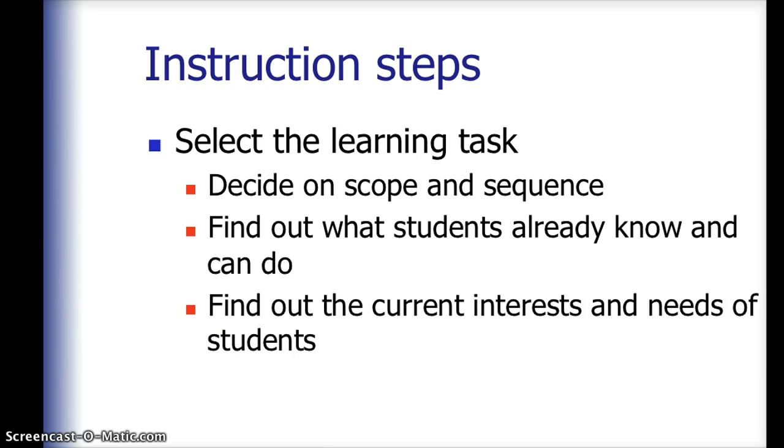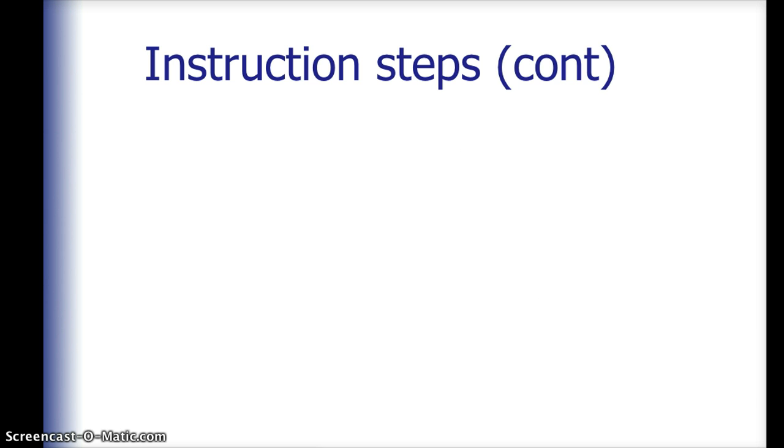So first of all, you're going to have to select the learning task, and then decide on the scope and sequence: how much, and what tasks will line up, and what will you do to get students to that learning task. This is really backward design: what do I want students to do, lining it up with a standard, which we'll talk about later on, and then what's the scope? How do I get students there? You need to find out what students already know and what they can do, and then you have to find out their current interests and needs, because we want to keep students interested, and if we don't connect the learning to what they're interested in, we tend to lose them, okay? And finding out what students already know and can do is very much RTI, that sort of universal screening.